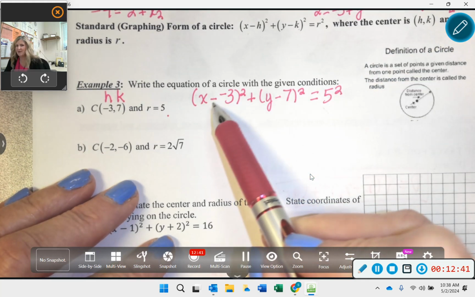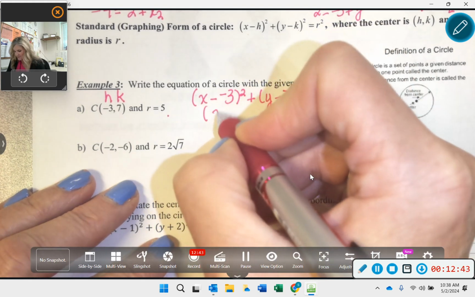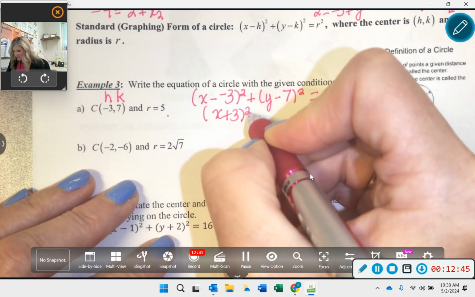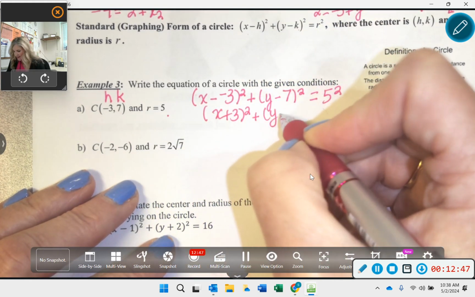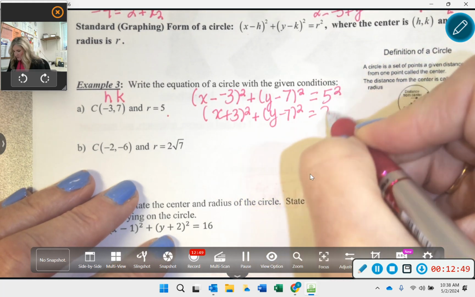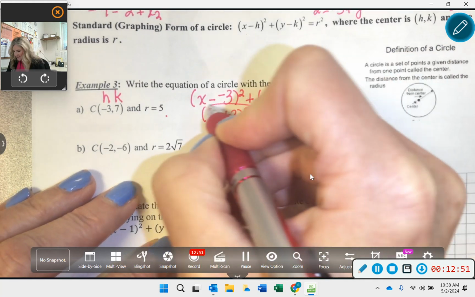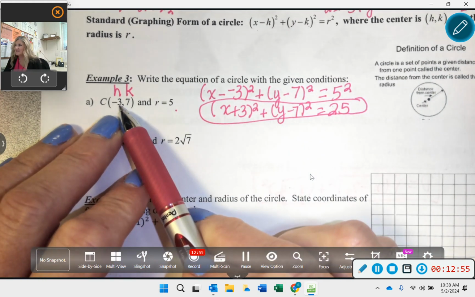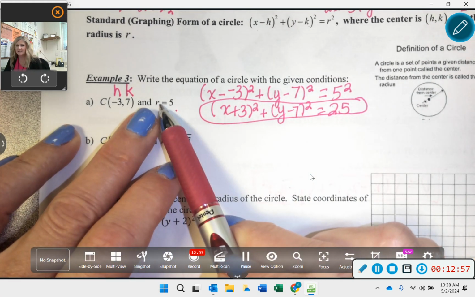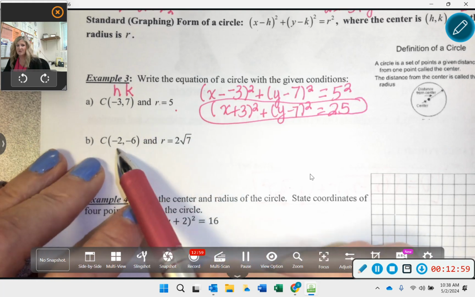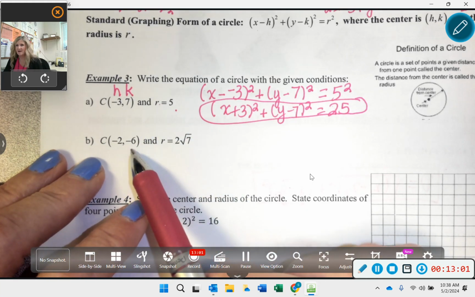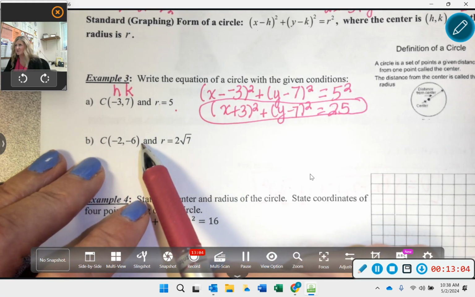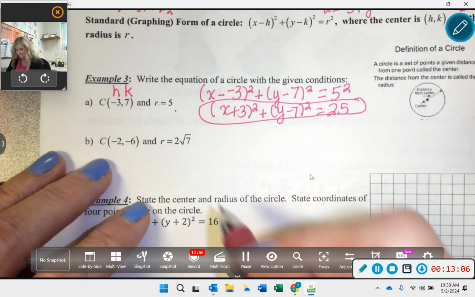Well, what happens if we have minus a negative? What is that? So we have (x + 3)² + (y − 7)² = 25. That's the equation of the circle that has that center and that radius. You guys tried letter B. I'll be doing it up here. Check your answer once you've finished.